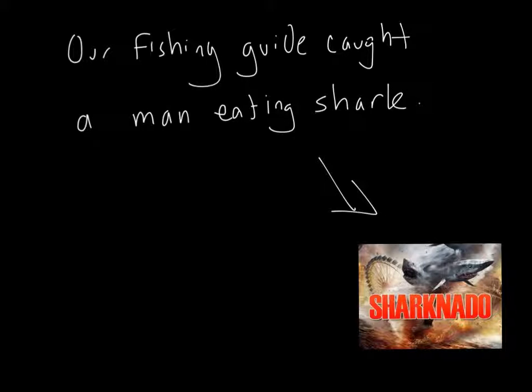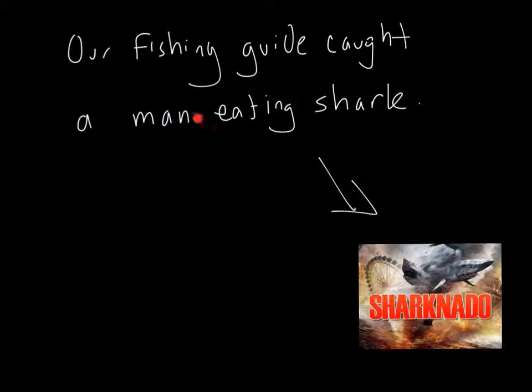Alright, next example here. We have our fishing guide caught a man-eating shark. And just like before, I have one noun that I want to look at, and it's shark. Other nouns in this sentence, but we're just focusing on shark right here because we want to see if we need a hyphen between these two words. Remember, in order to determine whether or not we need a hyphen, we'll read each one of these adjectives alone in the sentence. So we'll start by saying, our fishing guide caught a man shark.